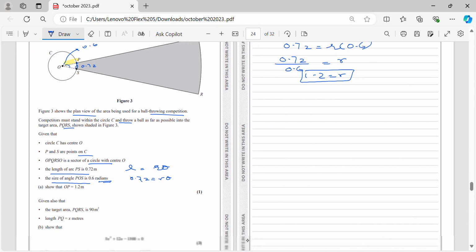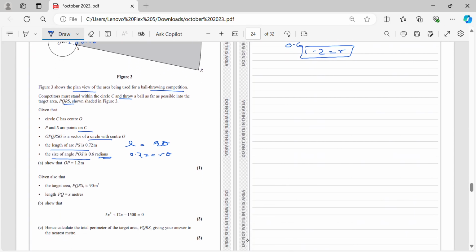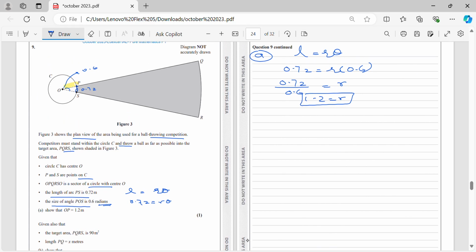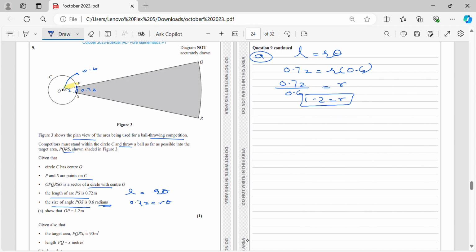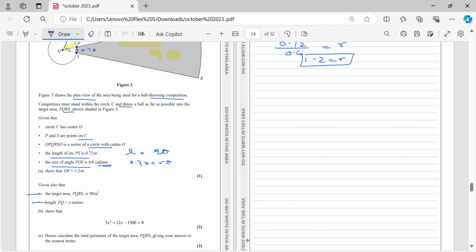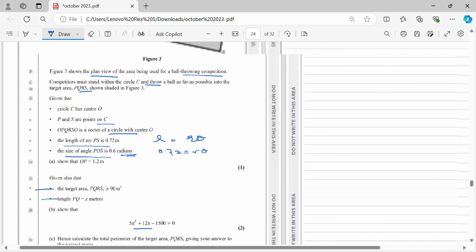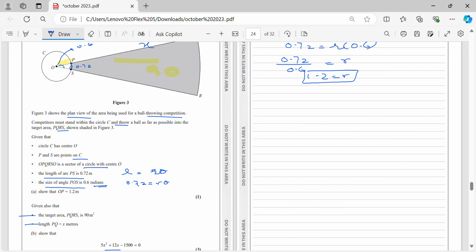In the B part, it says that given also that the target area PQRS is 90 meters squared. So the area is given here, PQRS. So this, the shaded area basically, PQRS. So this is 90. Okay. Length PQ is x. So this is x. This is done. Show that, okay, I have to form an equation here, right? Okay, let's get started with B.